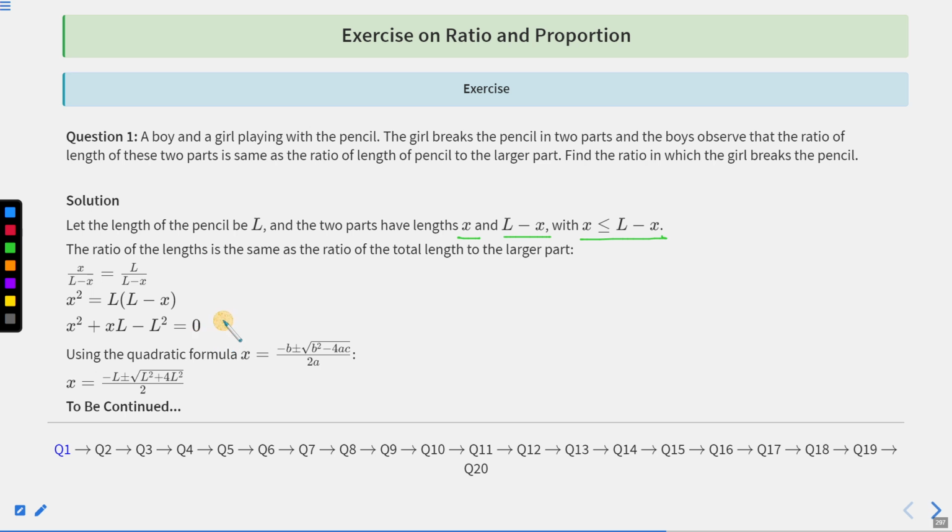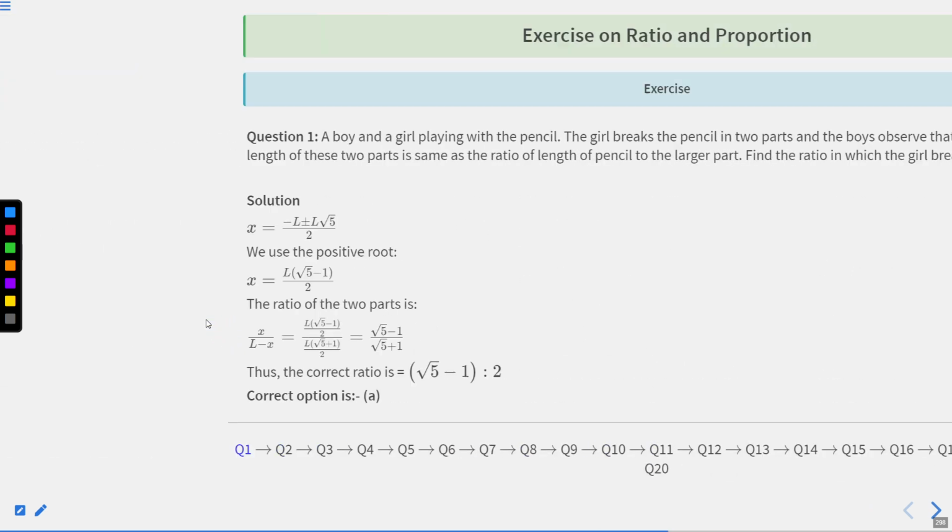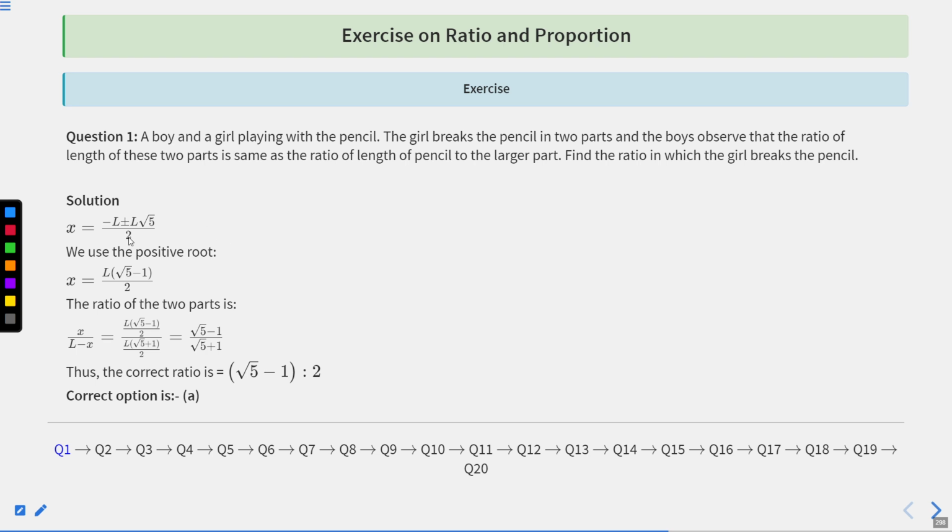So using the quadratic formula to obtain the roots of this quadratic equation, you will get x equal to minus L plus minus L times root 5 upon 2. We use the positive root here, that is x equals L times of root 5 minus 1 upon 2. So the ratio of two parts will be x upon L minus x equal to root 5 minus 1 upon root 5 plus 1. So the correct option here will be root 5 minus 1 is to 2. So option A is correct.